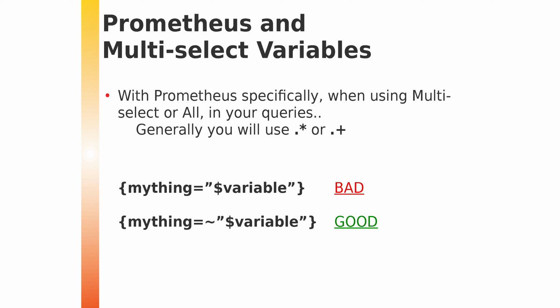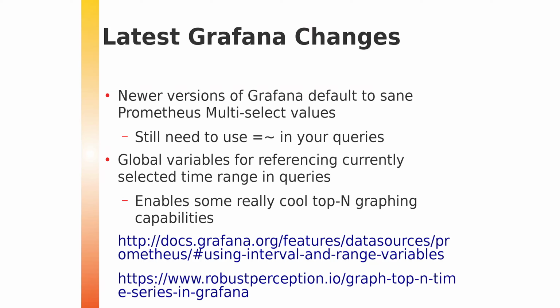So if you select 2 or 3 things, Prometheus will see those 3 things, but only if you've given it a regular expression. If you've given it equals, then it's going to look for a value that's literally those things all matched together. If you're using the latest version of Grafana, then you still have to use the regular expression in your queries, but you don't actually have to specify the select all. It's just built into it now.